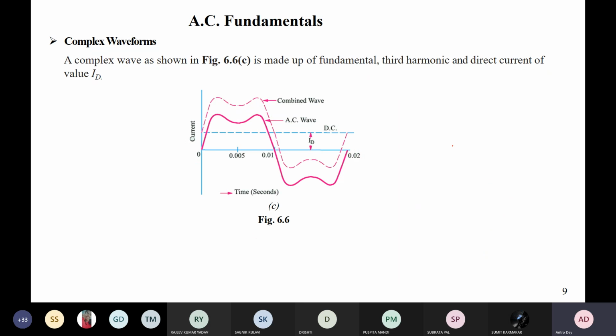So here we can see that we have a level bias; it is not starting from 0, it's starting from some 5. So this is your 5 DC. If it is a current, then it is a 5 ampere DC current. On top of that, this AC waveform is there.